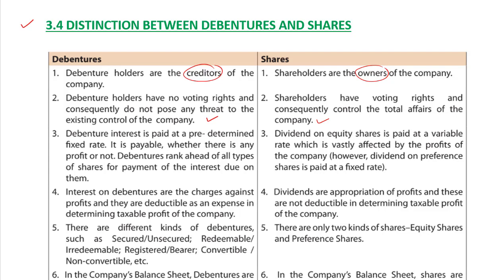Debenture interest is paid at a predetermined fixed rate. It is payable whether there is any profit or loss. Debentures rank ahead of all types of shares for payment of the interest due on them. Dividend on equity shares is paid at a variable rate which is vastly affected by the profits of the company. However, dividend on preference shares is paid at a fixed rate.